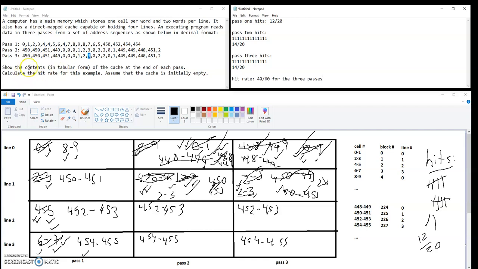And the other part of the question, show the contents in a table of the cache at the end of each pass. That's what the cache looks like at the end. I'll take a screenshot of that and upload it with the video, I hope. I'm going to change the question and bring back another video.